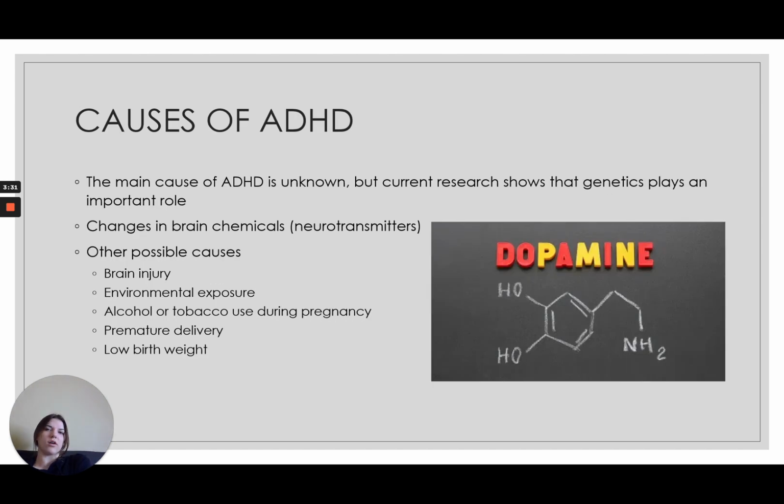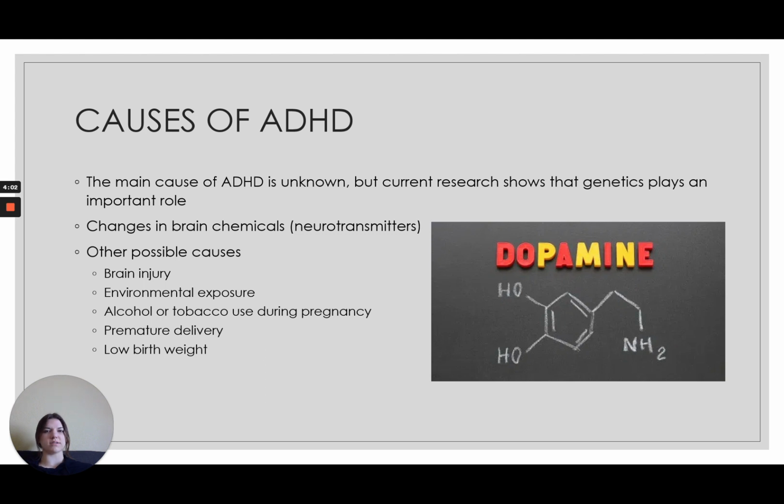Next, we're going to be talking about the causes of ADHD. The main cause of ADHD is unknown, but current research shows that genetics plays an important role in the cause of ADHD. Changes in brain chemicals or neurotransmitters is also a cause of ADHD, and like I said before, neurotransmitters help send messages in the brain, and dopamine is a neurotransmitter. And low amounts of dopamine causes ADHD symptoms to appear.